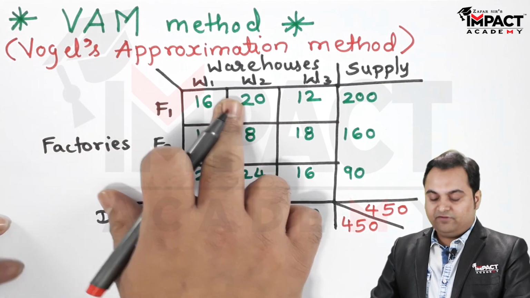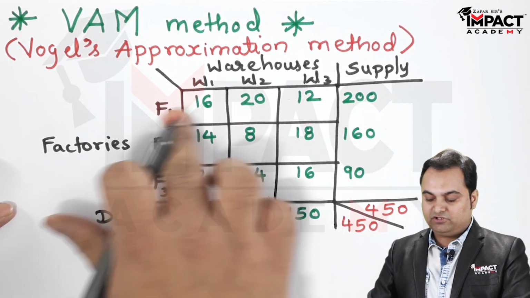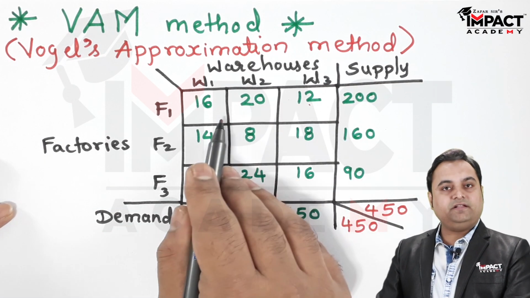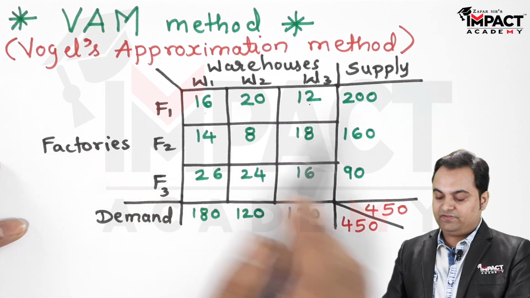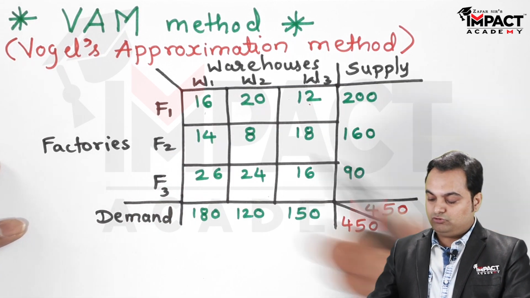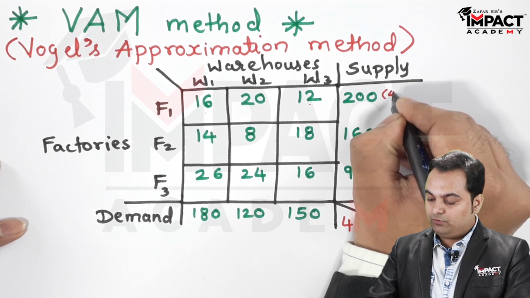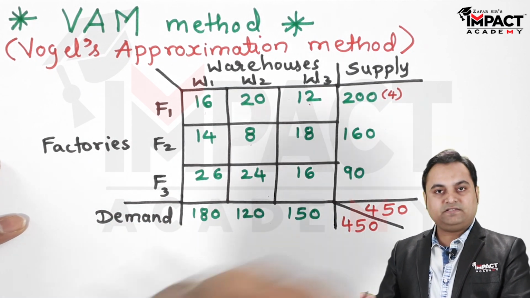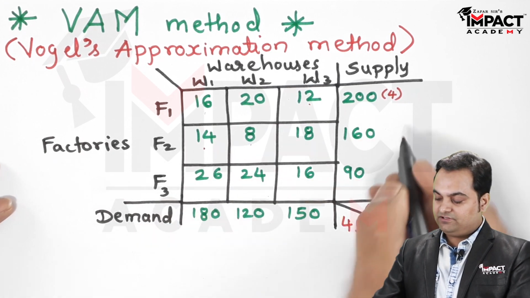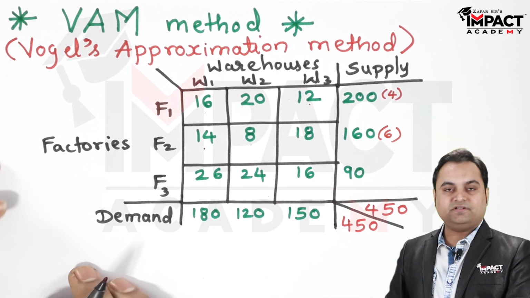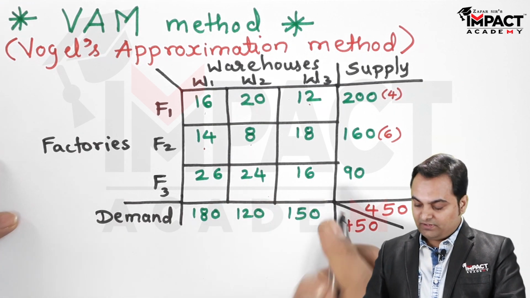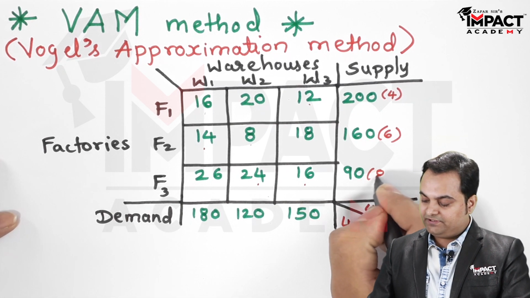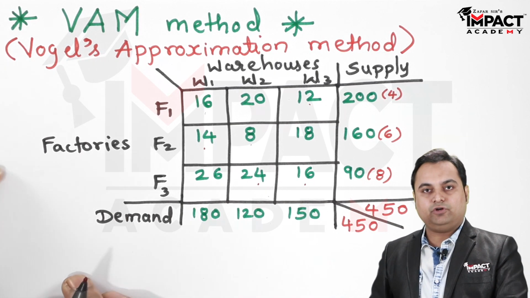Now by using the VAM method, the first thing is to start from the first row and take the least value. The least value is 12, and then take the next higher value. The next higher value is 16. Take the difference, it comes out to be 4, and write it towards the row. For the second row, similarly, select the minimum value, which is 8, next higher value 14. Take the difference and write it on the right hand side. Similarly, for the last row, the minimum value is 16, next higher value is 24. The difference is 8. Similarly, write the differences for the columns as well.